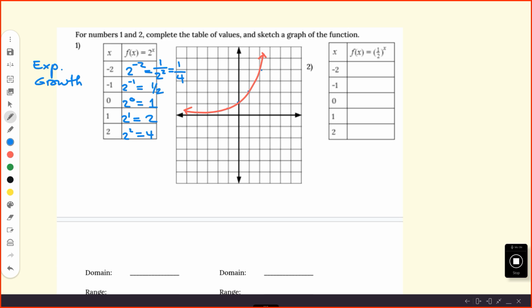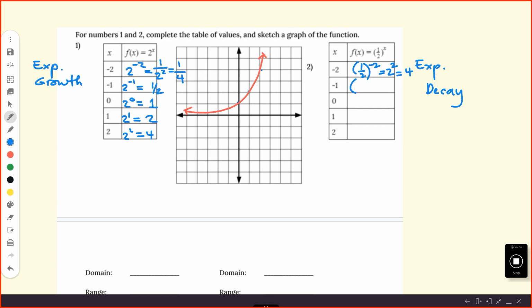Okay? And then let's try our second table. So we have the base now is 1/2, right? So we know that this is, what model is this? If the base is between 0 and 1, exponential decay. Yes. Exponential decay model. Okay. So let's try to complete the table. So that's 1/2 raised to negative 2. So what is 1/2 raised to negative 2? Is 4, yes. So we can take the reciprocal of 1/2, which is just 2 over 1. So that's 2 raised to 2, and that's 4.